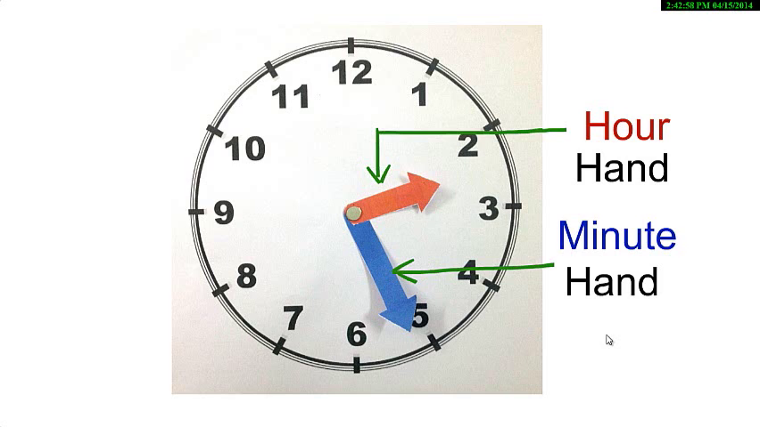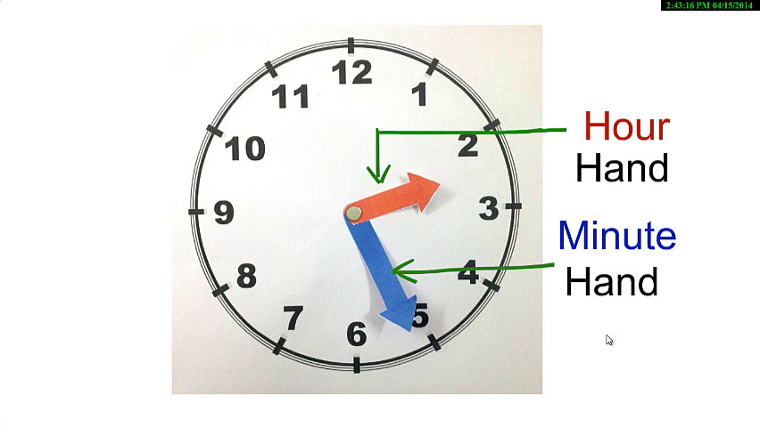The red hand is the shorter hand. It is called the hour hand. The blue hand is the longer hand and it is known as the minute hand. Both the hands of your model can move about the center of the clock.